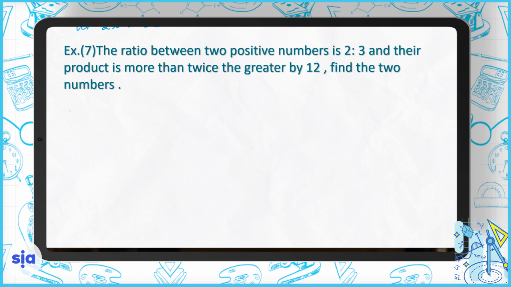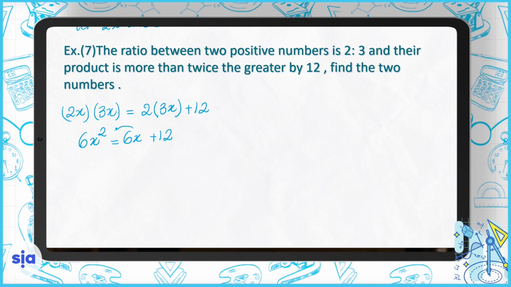Their product means 2x multiplied by 3x is equal to twice the greater one plus 12. The greater one for sure is 3x, and twice means 2 times. So in this one, 6x squared equals 6x plus 12.